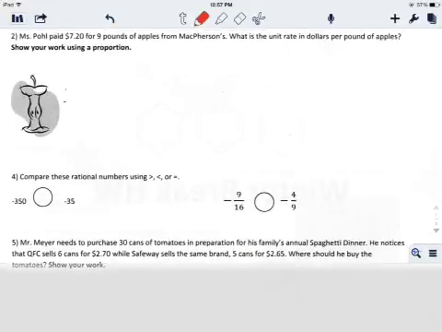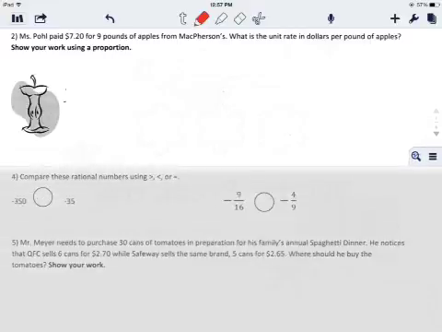All right, I might skip some of these because I don't want to take too long, but some of these are coming up on our interim assessment, so we want to review them. So let's take a look at this one. Unit rate, right? What is the unit rate if Miss Pohl paid $7.20 for 9 pounds of apples, right?